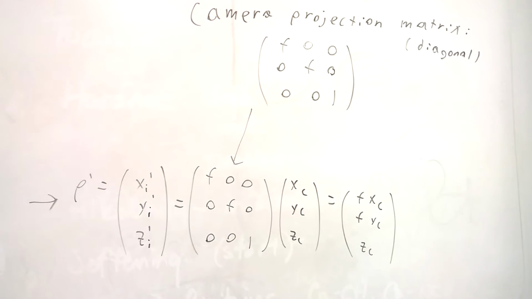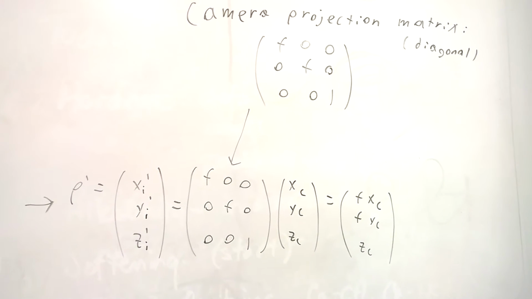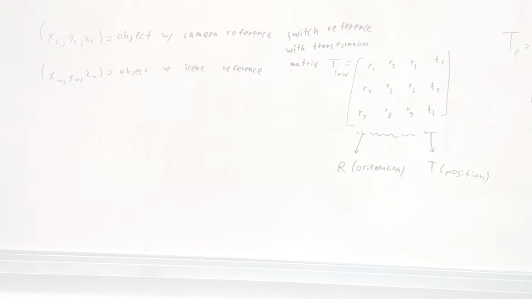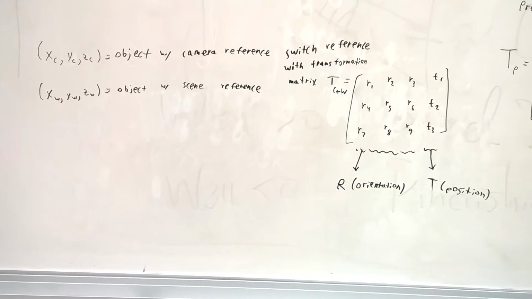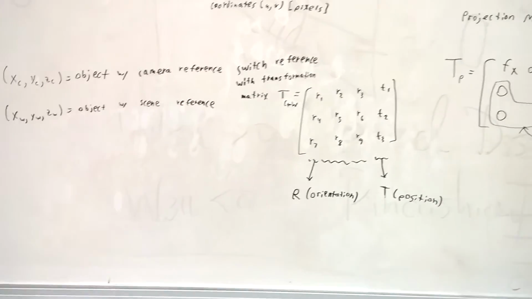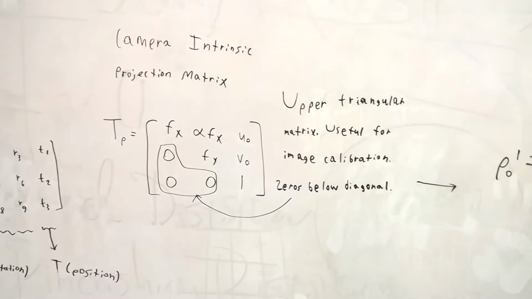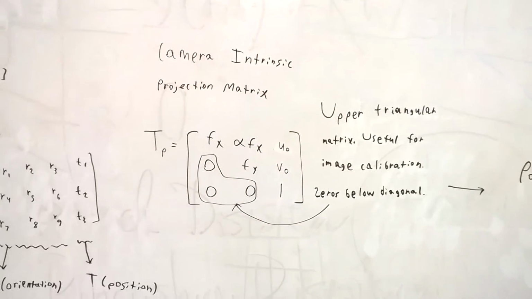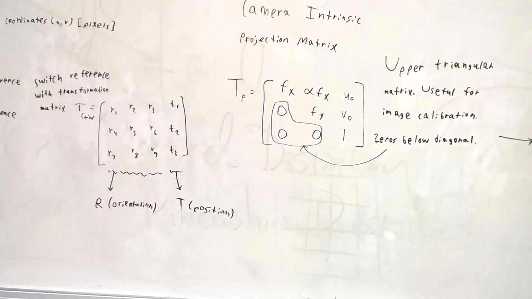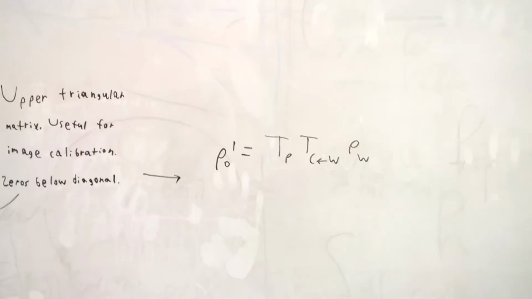The Cartesian coordinates can be projected into homogeneous coordinates using the camera projection matrix shown here. This transformation matrix allows you to switch the reference so that you can tell the camera's orientation and position with respect to the object rather than vice versa as before. This intrinsic projection matrix is actually an upper triangular matrix because the bottom left corner are all zeros below the diagonal, and these two matrices combined give you the transfer.